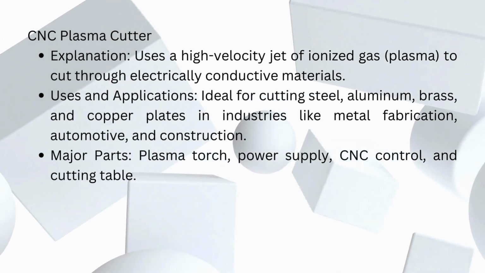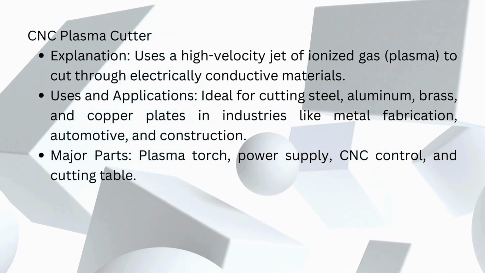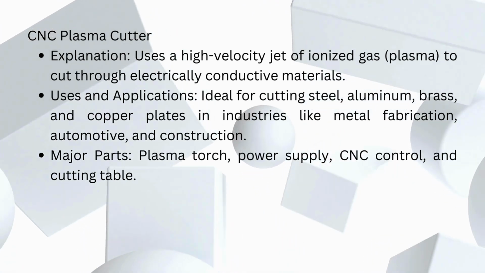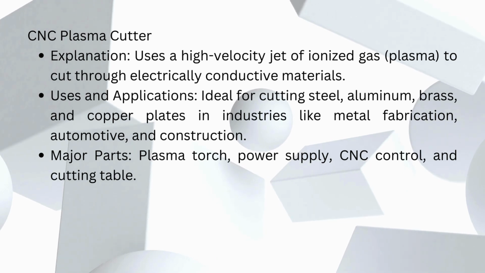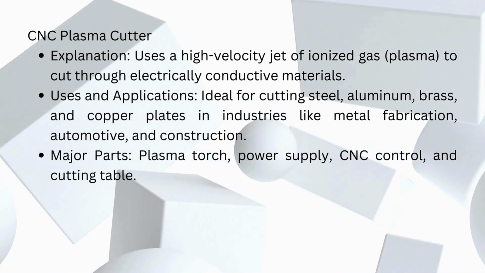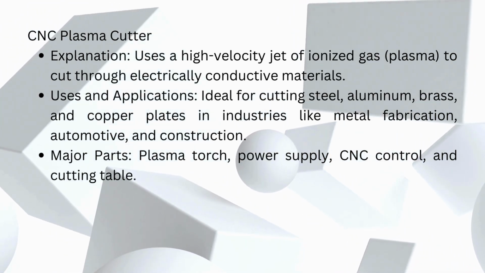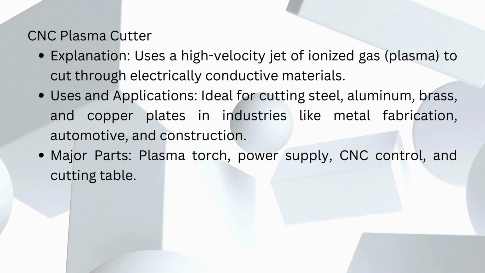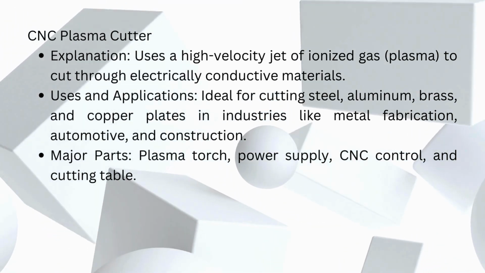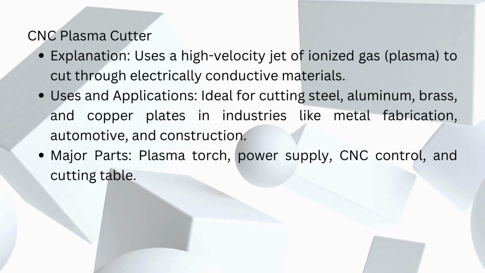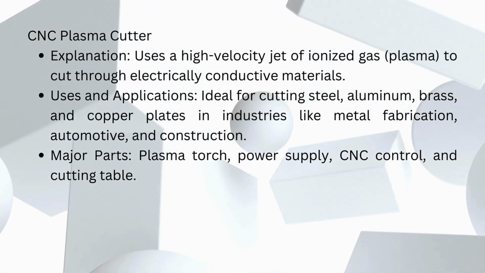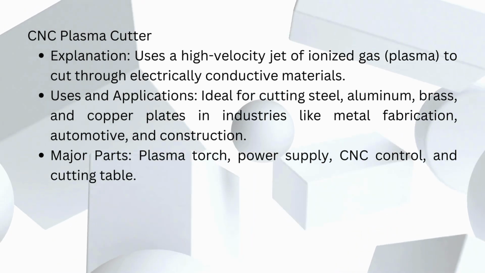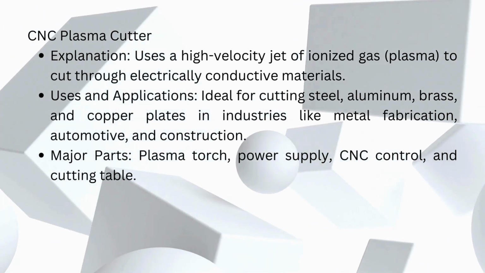CNC plasma cutter. Explanation: uses a high-velocity jet of ionized gas, plasma, to cut through electrically conductive materials. Uses and applications: ideal for cutting steel, aluminum, brass, and copper plates in industries like metal fabrication, automotive, and construction. Major parts: plasma torch, power supply, CNC control, and cutting table.